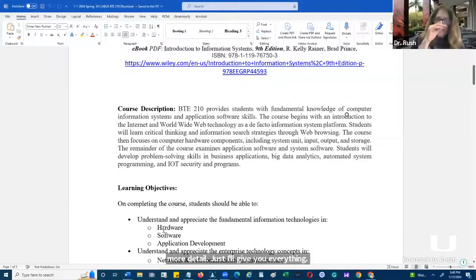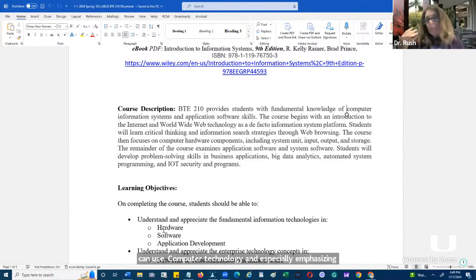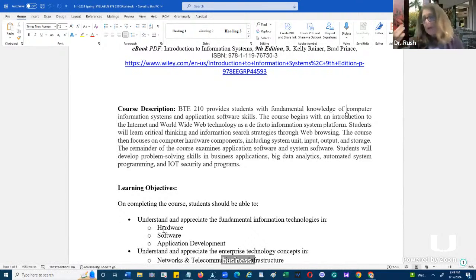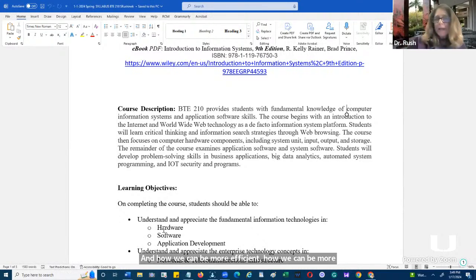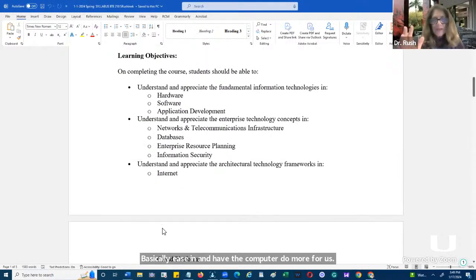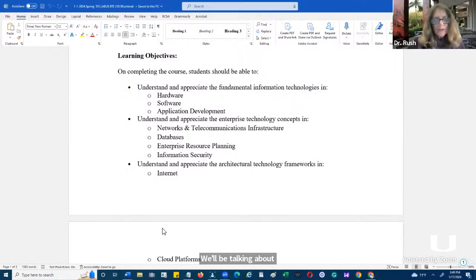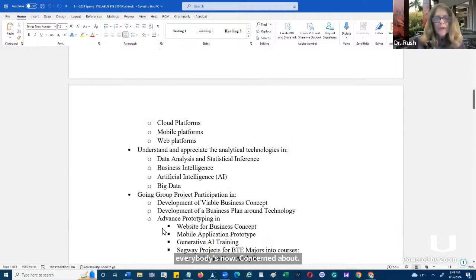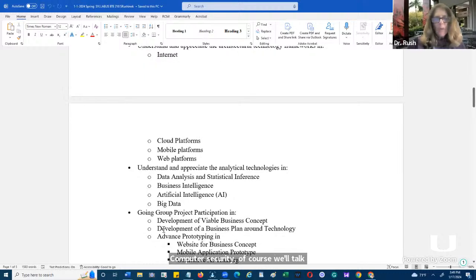We're basically looking at how you can use computer technology, especially emphasizing business, and how we can be more efficient, more productive, get closer to our customers, and have the computer do more for us. We'll be talking about hardware, software applications, databases, information security. Everybody's now concerned about computer security. Of course, we'll talk about the cloud, mobile platforms, web platforms.